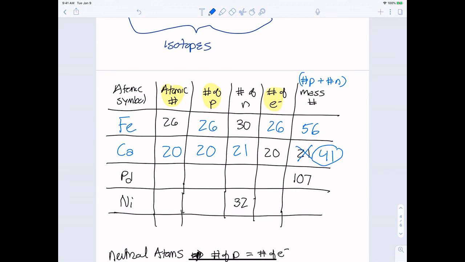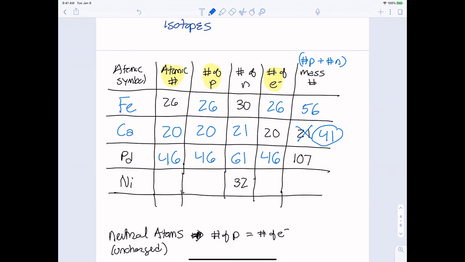Pd is palladium. And if you find that atomic symbol on our periodic table, it has an atomic number of 46, which means it has 46 protons. If it didn't, it wouldn't be Pd. And since it's uncharged, it's also going to have 46 electrons. And then 107 minus 46 is 61. So it has 61 particles in the nucleus that are uncharged.